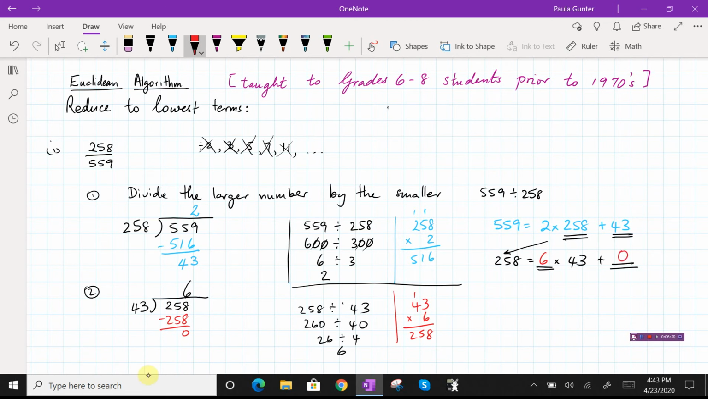Now, the Euclidean algorithm said that you should continue with all of this. That is, each time you have a divisor and a remainder, you keep switching them and carrying out that division until you get a 0. Once you've done that, the common factor is the remainder above, so 43. So what we're going to ask is what is 258 divided by 43, and what is 559 divided by 43.